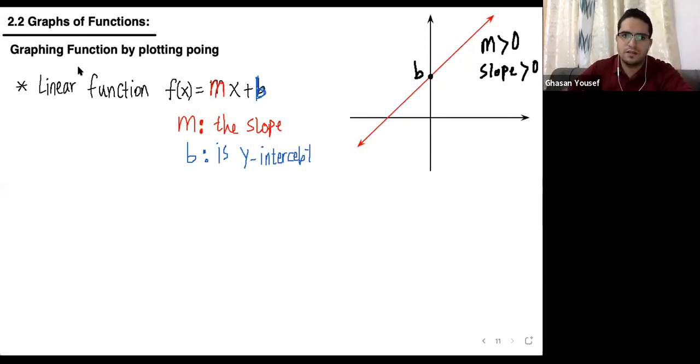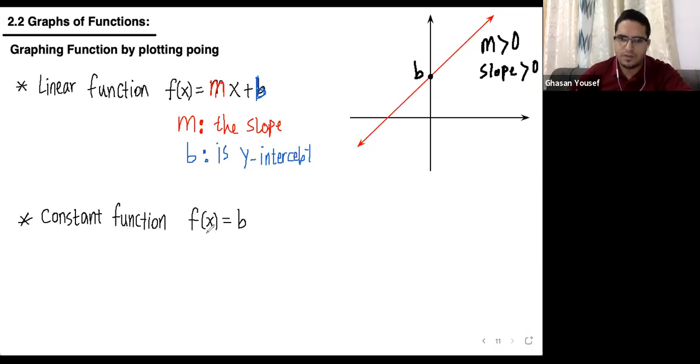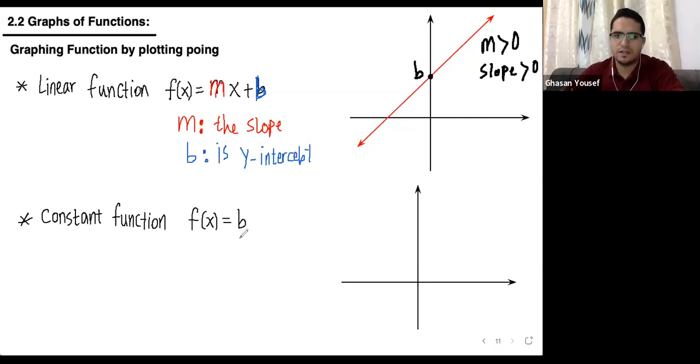So this is the linear function, the first function we should know. The linear function is the function of the form m times x plus b. The second function is the constant function. The constant function is f of x equal b, a constant number. How does the graph of this function look when the function is constant? When I plug in 1, it gives me b. When I plug in 2, it gives me b. Plug in 3, b. 4, b. I mean b is a constant number.